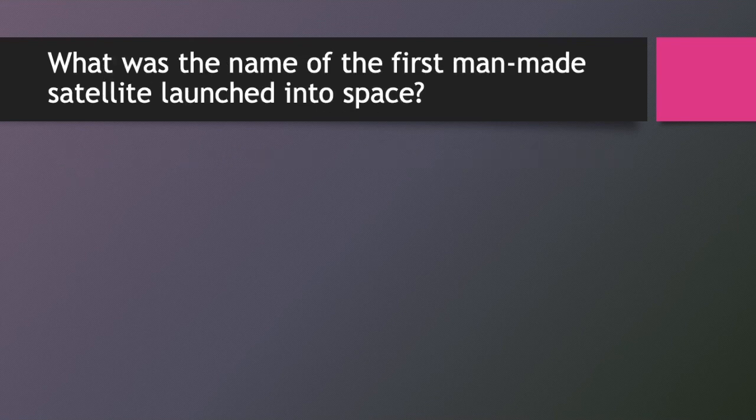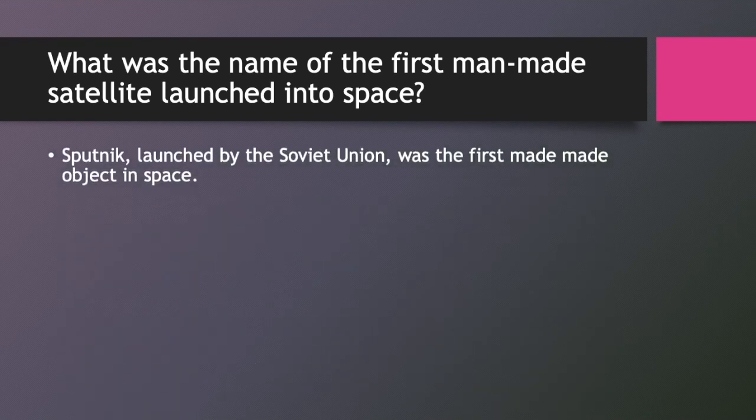All right, what was the name of the first man-made satellite launched into space? Why, that would be Sputnik, launched by the Soviet Union, and this was the very first man-made object in space, one thing that really jump-started and moved the space race forward.